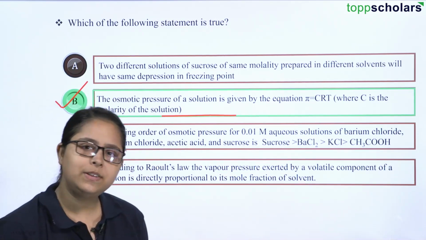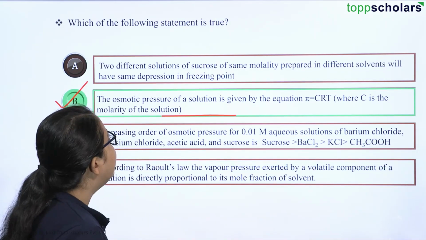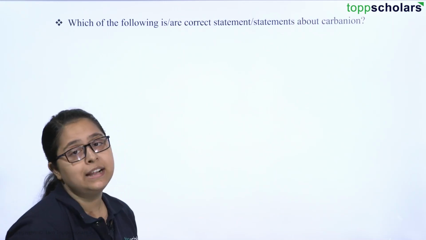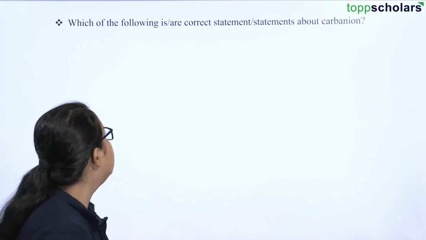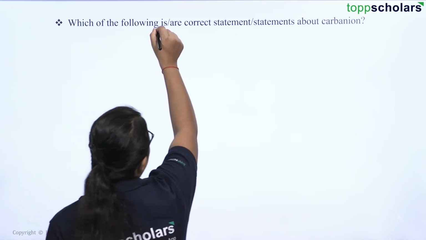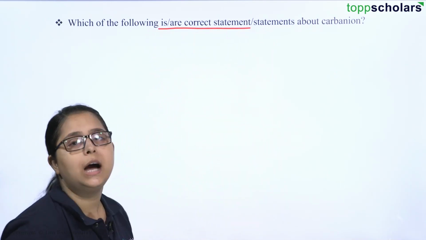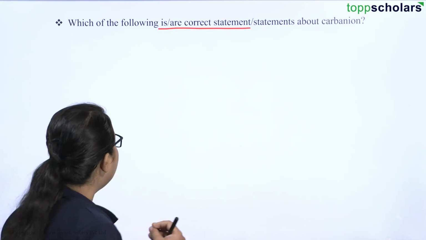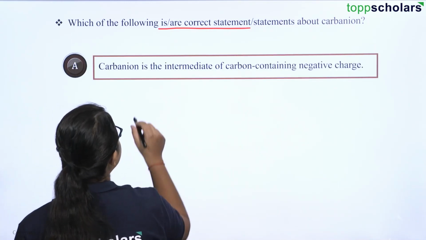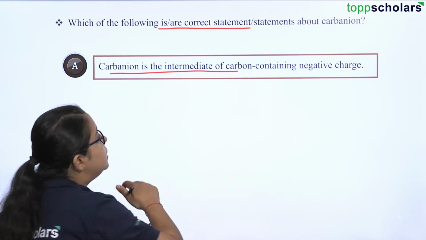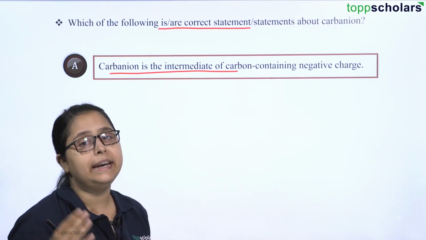Now, let us proceed with the next question. The next question is asking us about details of carbanion. Okay. So, the question says which of the following is or are the correct statement or statements about carbanion. Let us have the statements. We have the first option, which is A. It says carbanion is the intermediate of carbon containing negative charge.